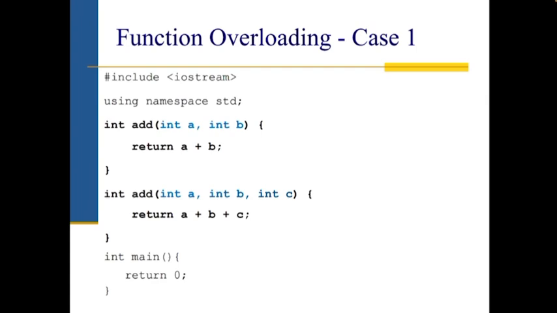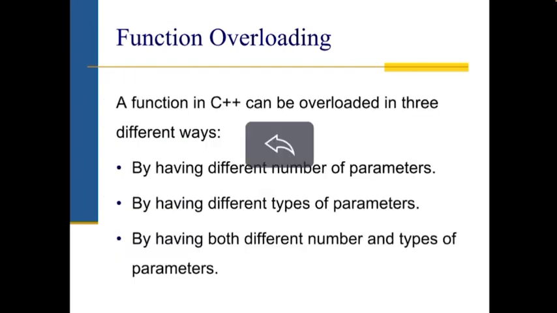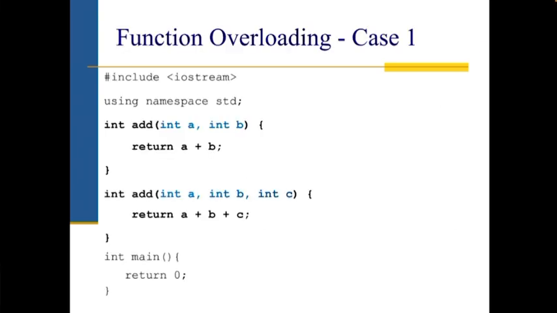So in case 1 of function overload, this is case 1. Int add, then int a and int b, you return a plus b. Another function, int add a, b and c, return a plus b plus c. This is case 1 of function overload, that's by having different number of parameters. And we have case 2, which is double add double a double b, then you return a plus b.